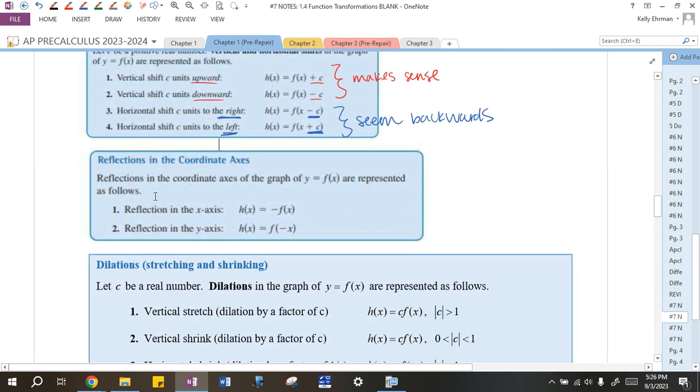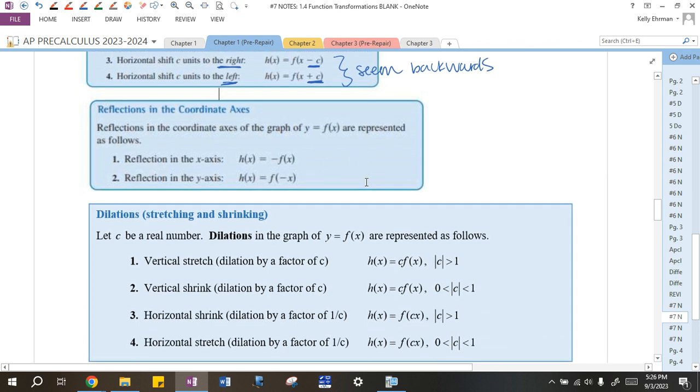What about reflections and then dilations, which are stretches and shrinks? They're actually the same rules. Reflections are really just a special case of dilations, but we'll look at them separately for now. So reflections are when you're flipping the graph over the x-axis or the y-axis. So x-axis is when you have a negative out in front. That means that every (x, y) that you had on the graph is now going to become (x, opposite of y). So if y was already negative, then y becomes positive or vice versa.